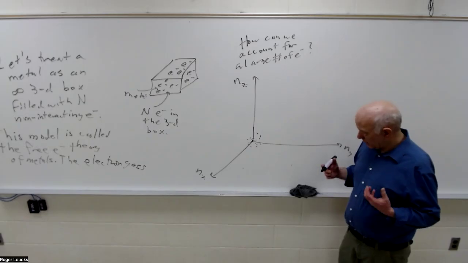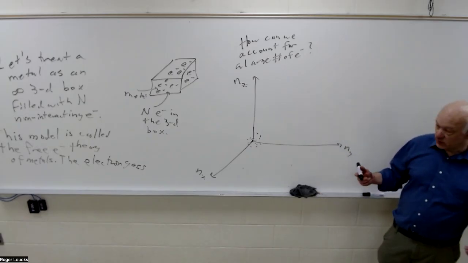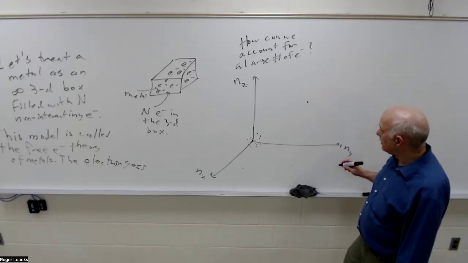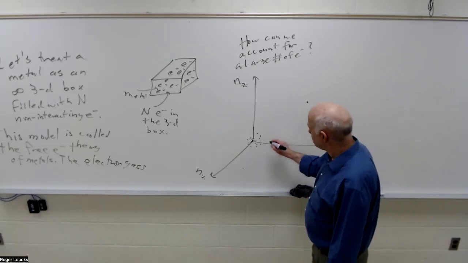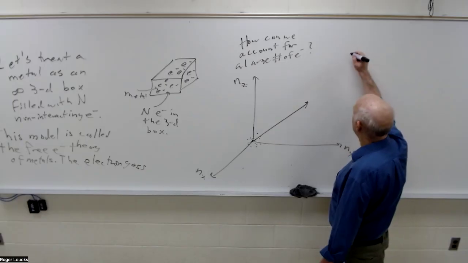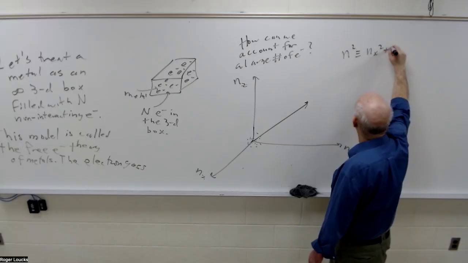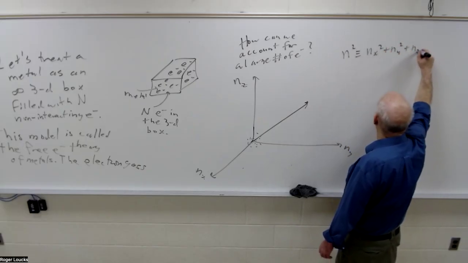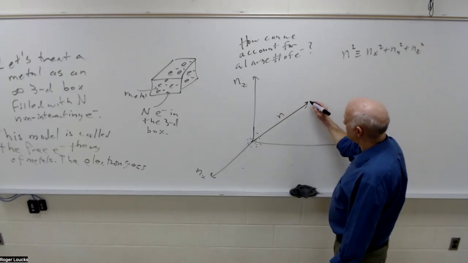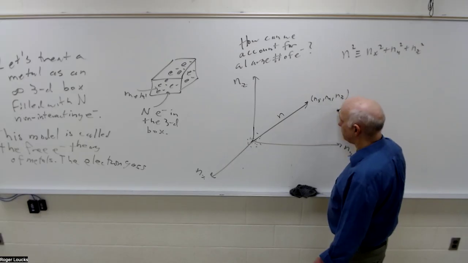Low n values. But eventually what's going to happen? I'm going to have these n values be gigantic. And I'm going to have some dot out here, and so this dot value right here. Okay, what I'm going to do is define n squared to be, by definition, nx squared plus ny squared plus nz squared. So this n here, I'm going to call the length right here. This is n. So this is the point nx, ny, and nz.